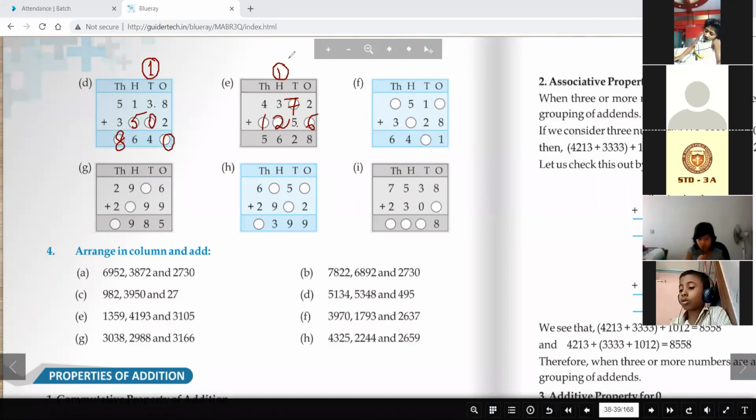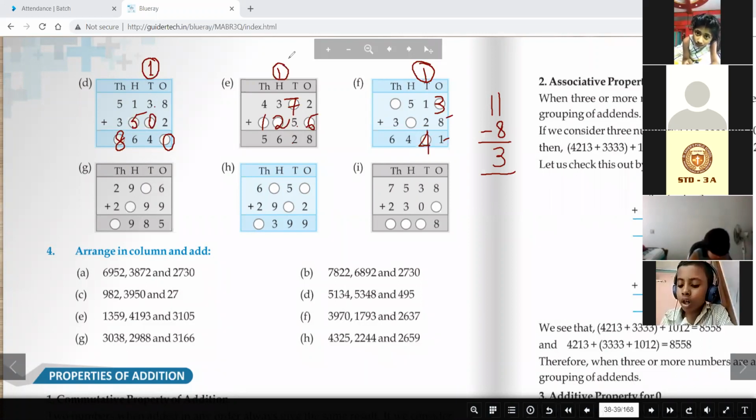So 1 is there and 8 is there. 8 is the bigger number, 1 is the smaller number. So we will consider 1 as 11. So here we will put 3. Now 8 plus 1 equal to 11, and here also 1 carry on will be there. Now 1 plus 1, 2, and 2 is equal to 4.